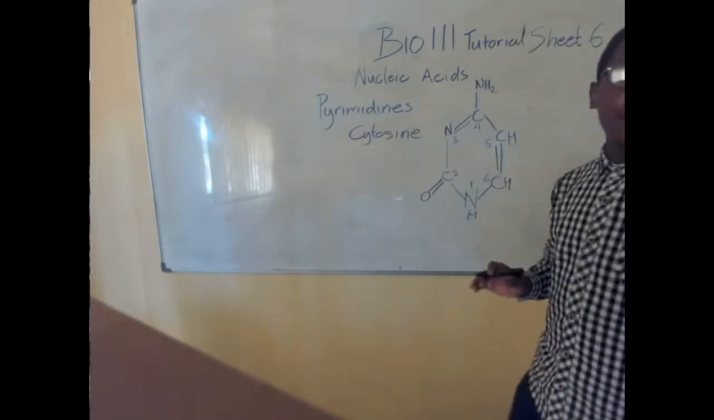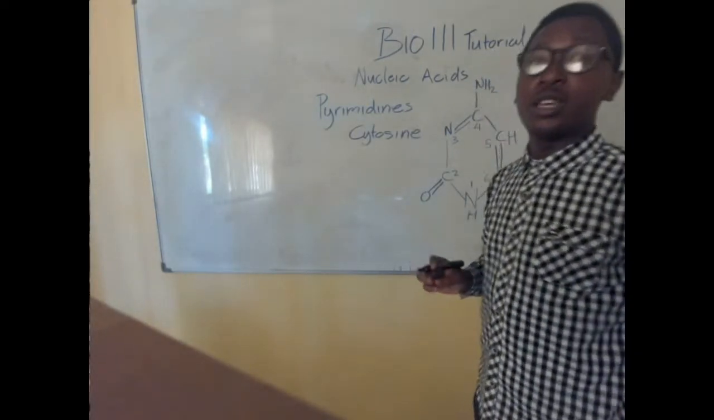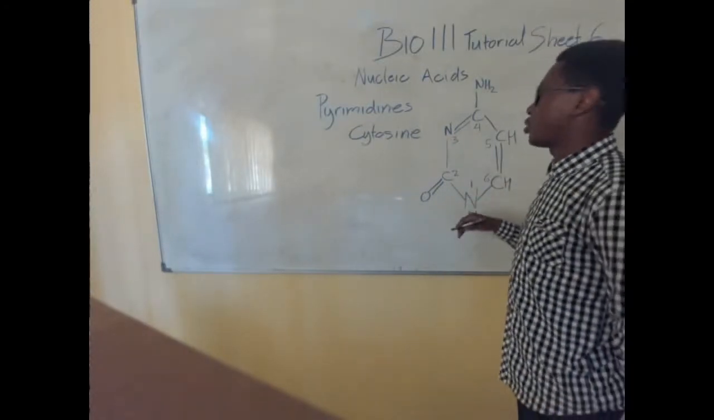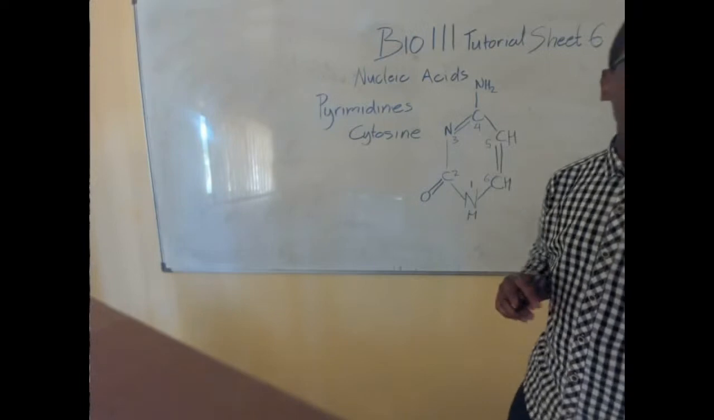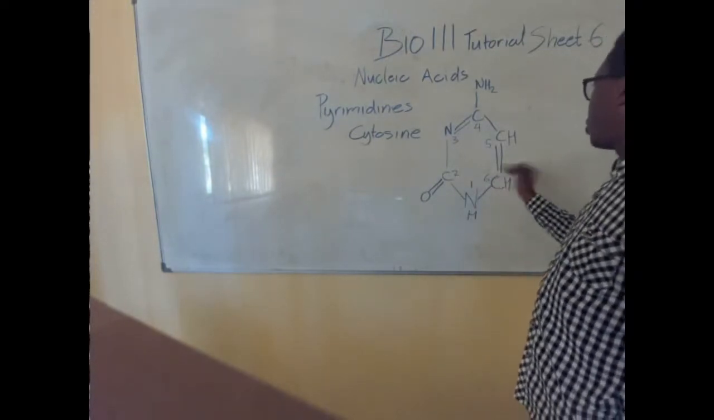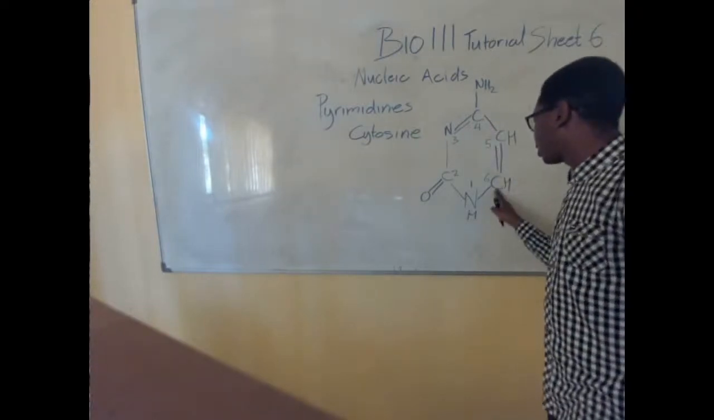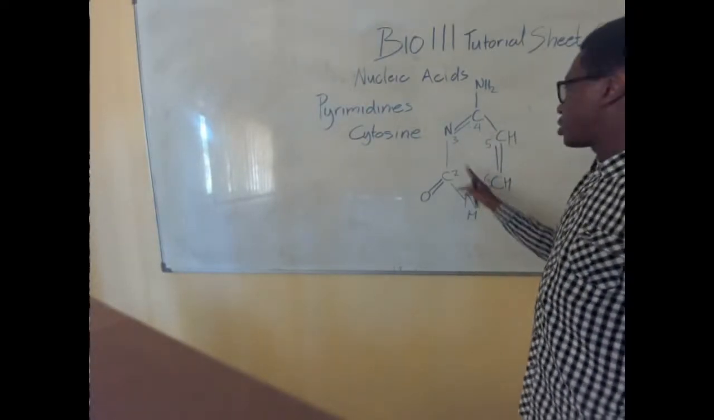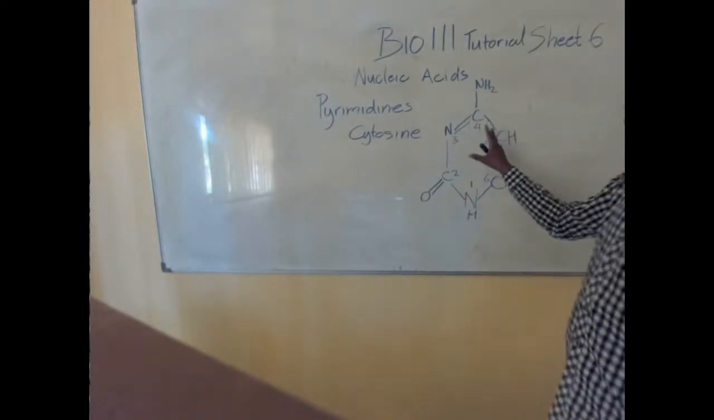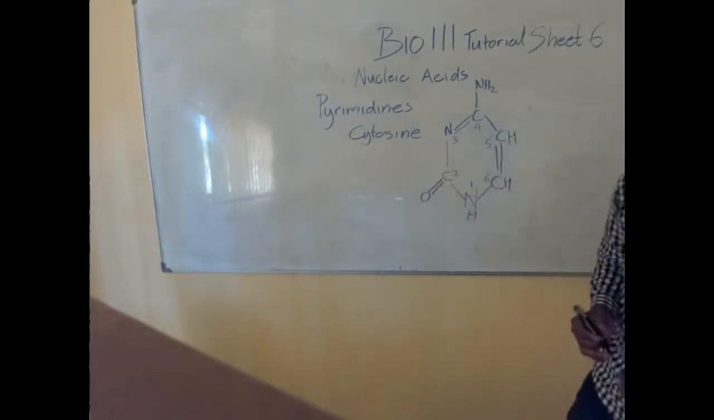So there are 6 atoms in a pyrimidine structure. So the ring structure is made out of 6 atoms, and out of these 6, 4 of them are carbon atoms, and the other 2 are nitrogen. So this is the structure of cytosine.